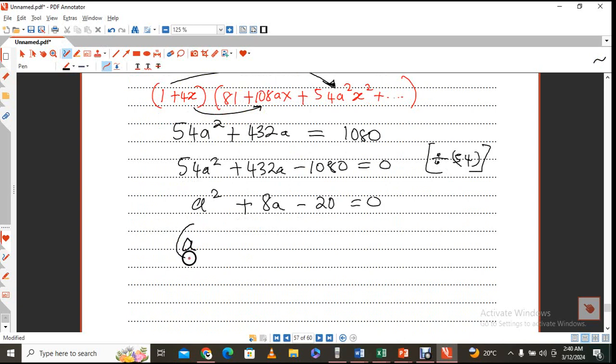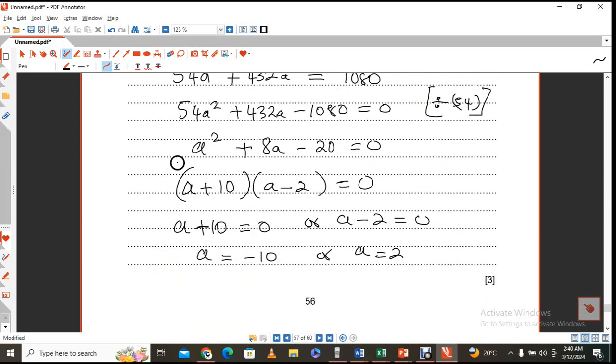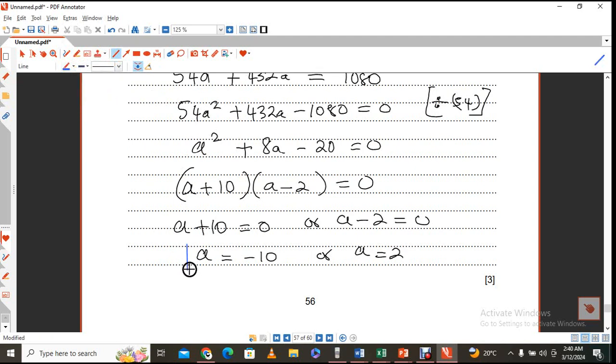And I can factorize, obviously, and this is a negative, so one bracket will be positive, one will be negative. It's 10 and negative 2. So a plus 10 equals to naught, or a minus 2 is equal to naught. This implies that a equals negative 10 or a equals 2. And these are the two solutions to this question. I'm just going to put it in a rectangle there, just so that we can always refer to what the answer would be. All right.